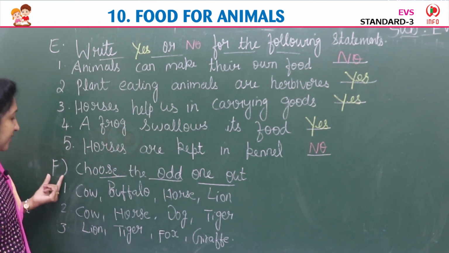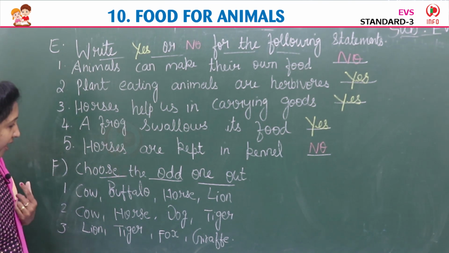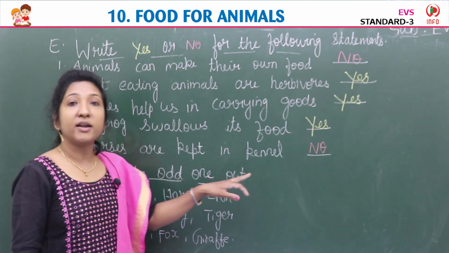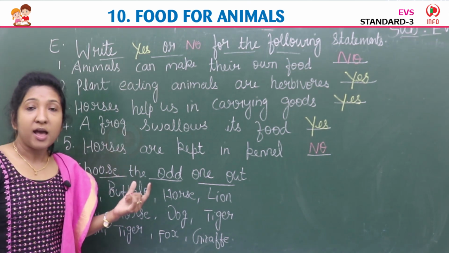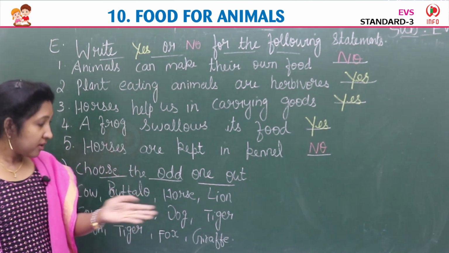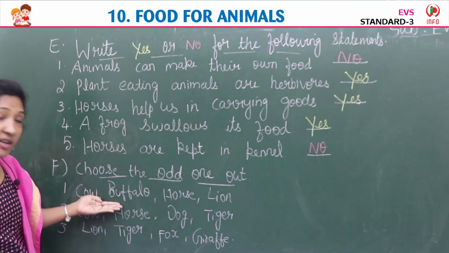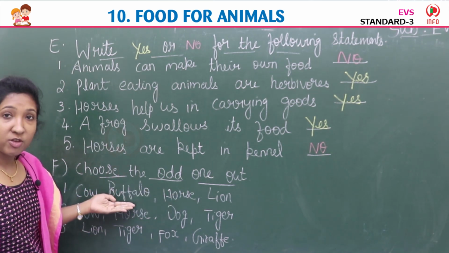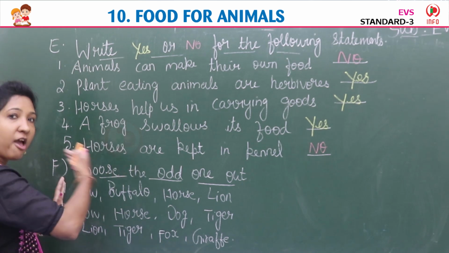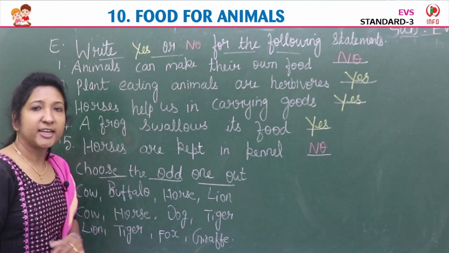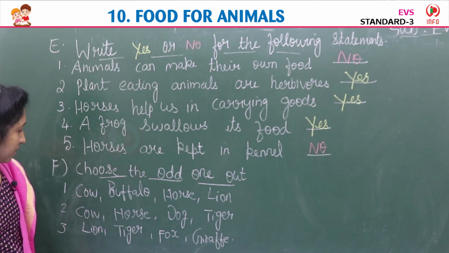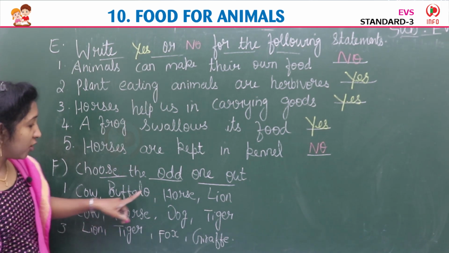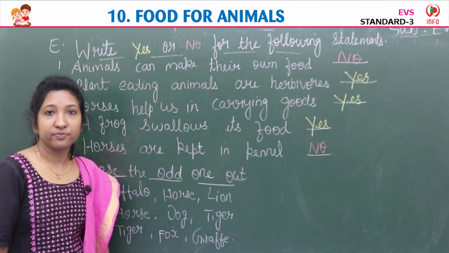Now coming to the next exercise, exercise number F, choose the odd one out. Here they have given a few animals. In this group, which one is not suited, which one is not a friend of the others, you have to cut it or choose that animal. Okay. First one, cow, buffalo, horse, lion.